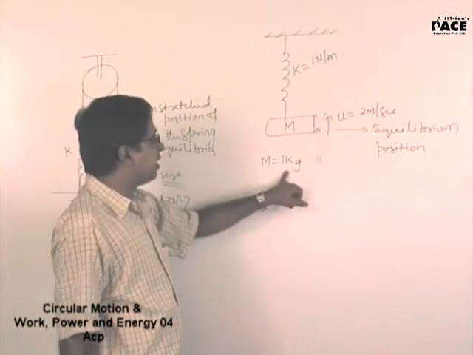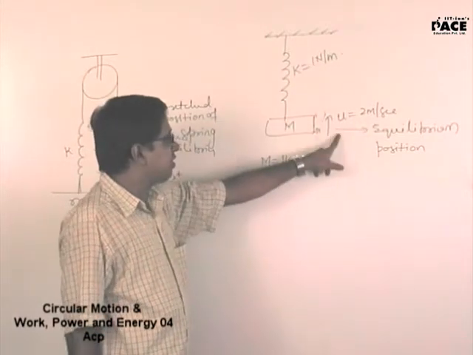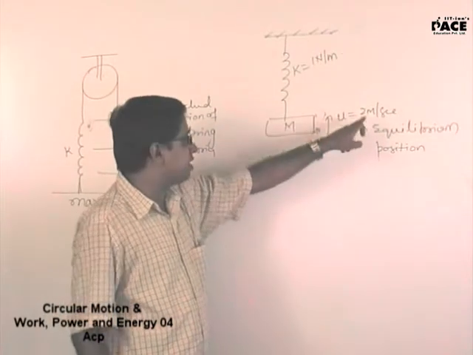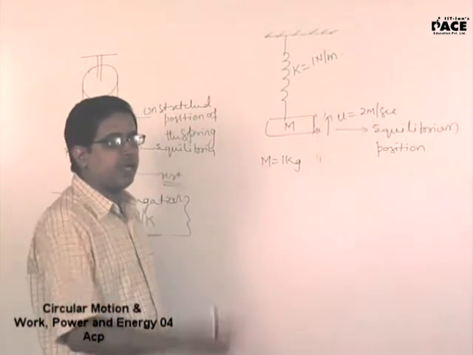This is a block of mass 1 kg hanging from a spring of 1 Newton per meter. It is given a velocity, impulse, something struck it. It is in equilibrium position. At that instant, you gave it a velocity of 2 meters per second. We are interested to know what is the maximum height to which it goes.